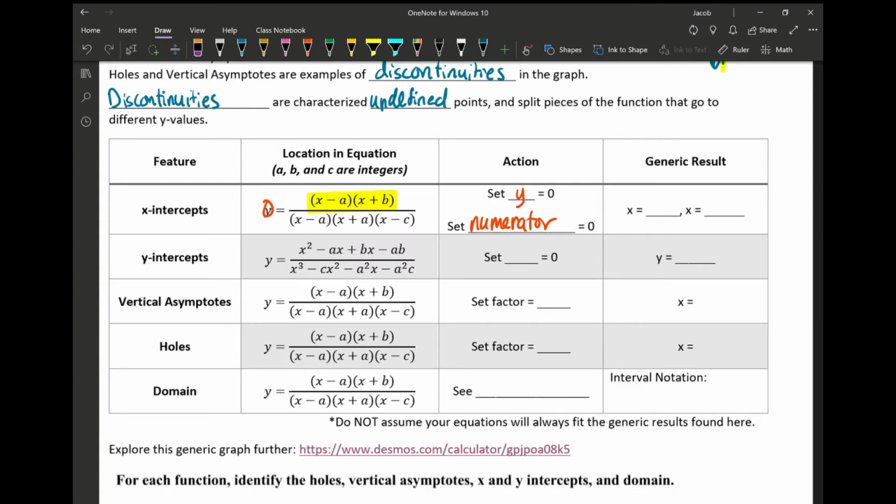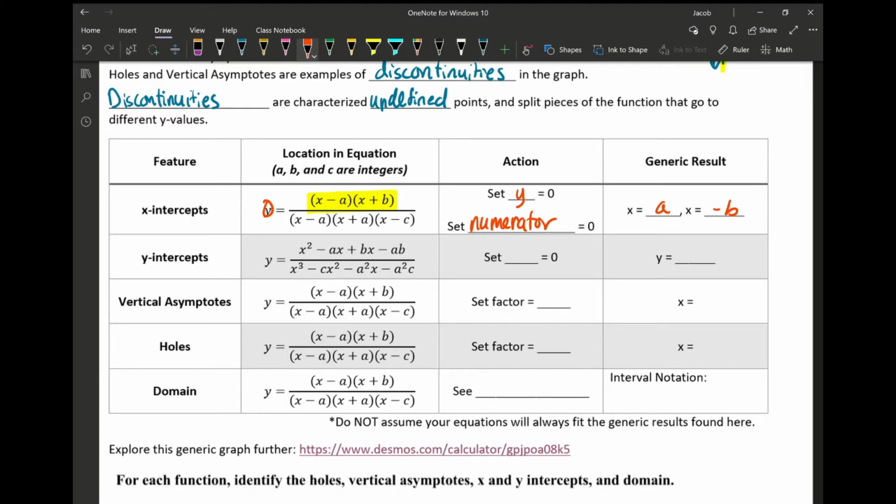So in our equation, we know how to set factors equal to 0. We know what makes each factor equal to 0. That's going to be positive a and negative b. And that's in our generic result for this. So if you have actual numbers, you'll know how to interpret this.